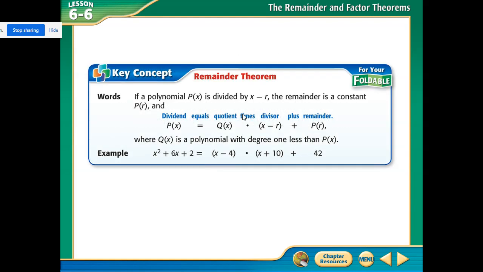So here's our first key concept. If a polynomial is divided by a factor and the remainder is a constant, that constant is the same thing that we would get if we did function notation. So if we put that number in and multiplied it out, it would give the same thing as the remainder when we synthetic divide.